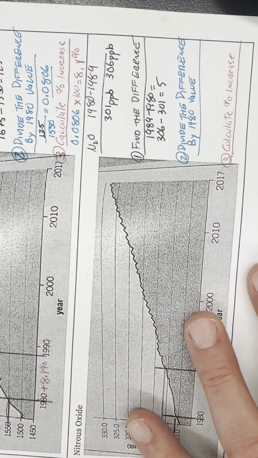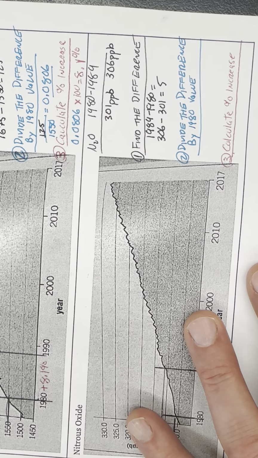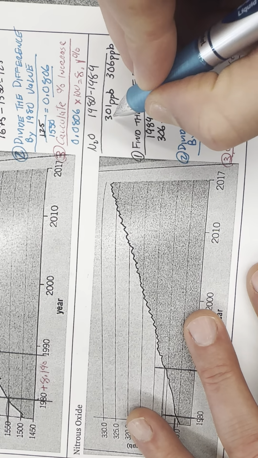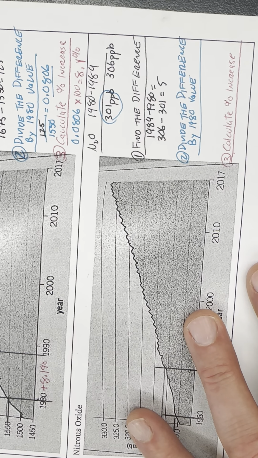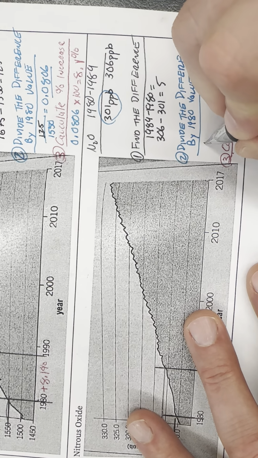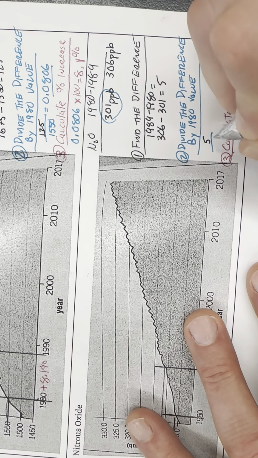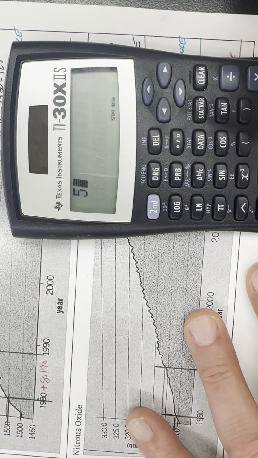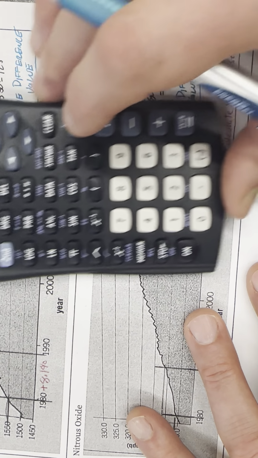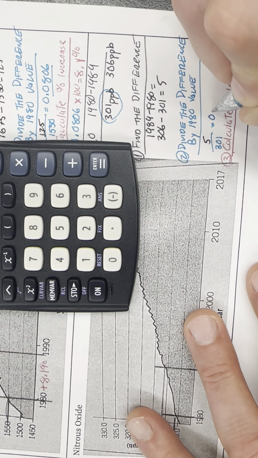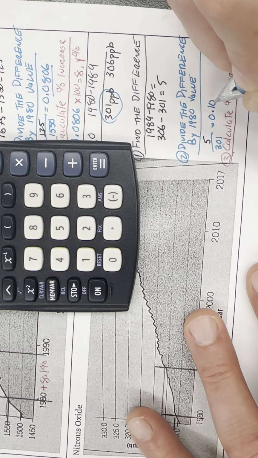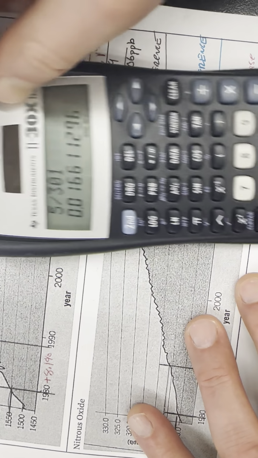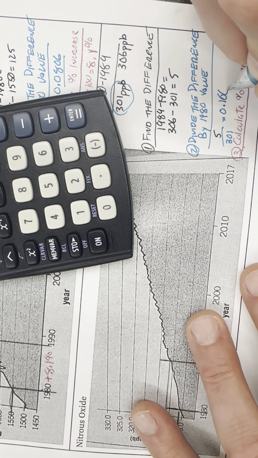We are now going to divide the difference by the 1980 value, and we know that the 1980 value is 301. So the difference, 5, divided by 301. I'm going to grab my calculator. 5 divided by 301 is 0.0166. I forgot the 0, so I'll make that 0.0166.